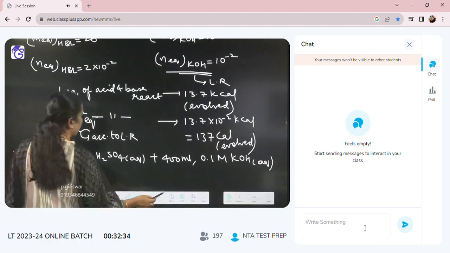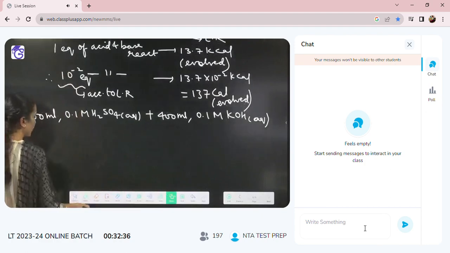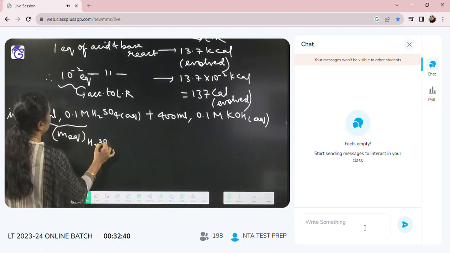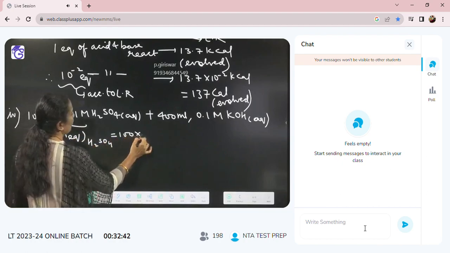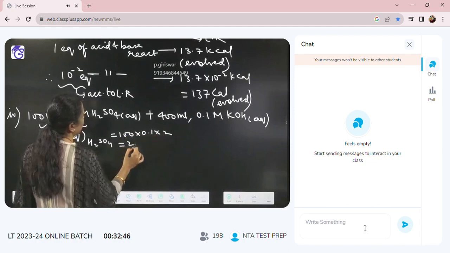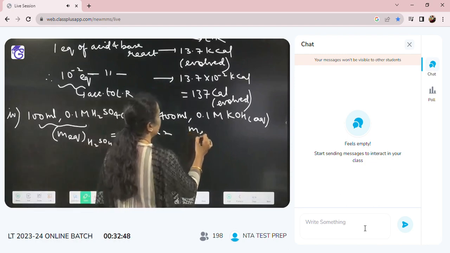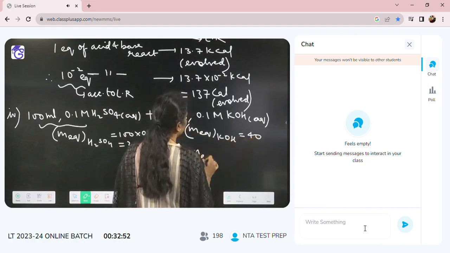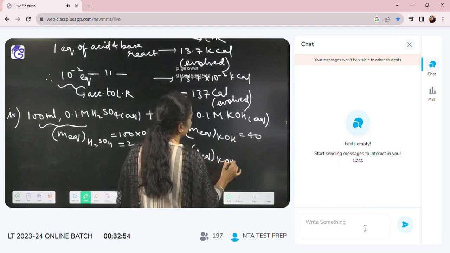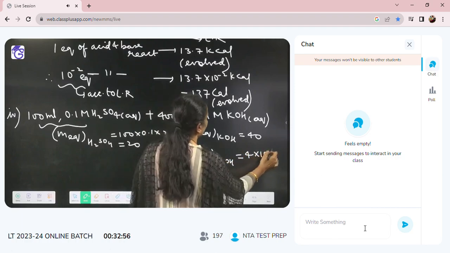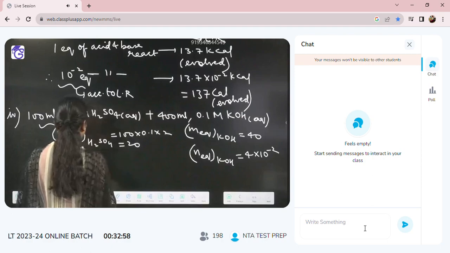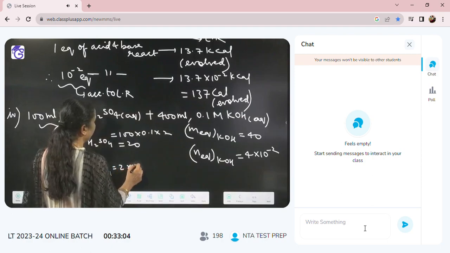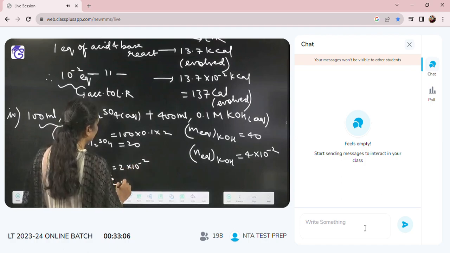Adarsh also correct. See here, simply you have to see milliequivalents here. Milliequivalents of H2SO4 is actually 100 into 0.1 into 2. N factor is 2 here. And here, milliequivalents of KOH is how much? 40. So number of equivalents of KOH is going to be 4 into 10 to the power of minus 2. And here, number of equivalents of H2SO4 is going to be 2 into 10 to the power of minus 2. This time, this is becoming your LR.